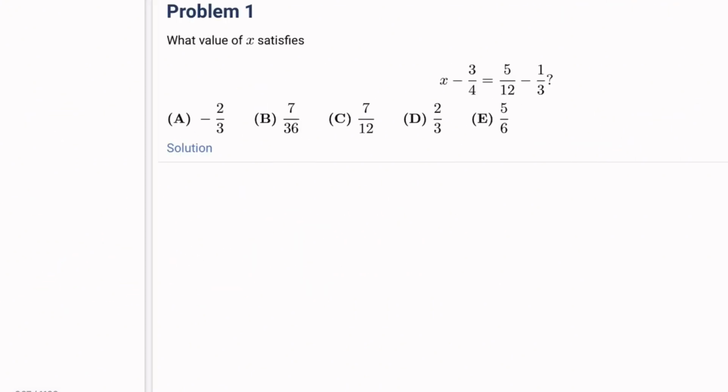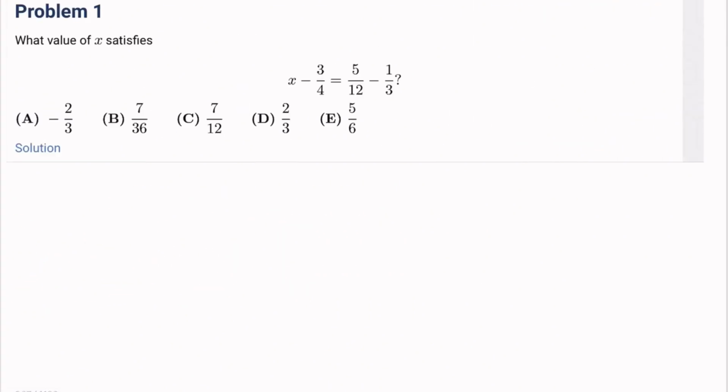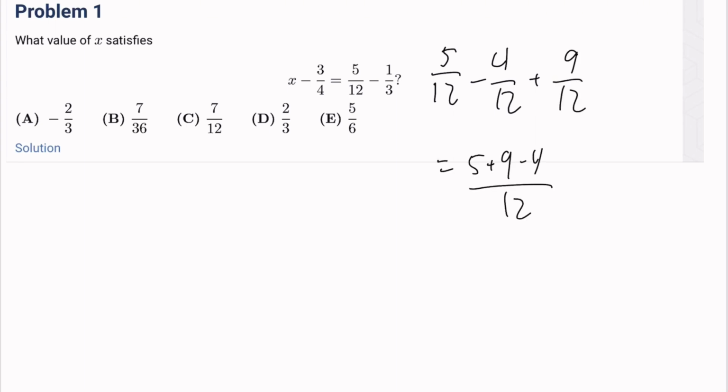Let's get started. First problem, what value of x satisfies this? Okay, so for us to get x, we can just put this over there, so that will be 5 over 12 minus 4 over 12 plus 3 over 4, so that's 9 over 12. So this equals 5 plus 9 minus 4 over 12, which equals 10 over 12. This is 5 over 6. So the answer is E.